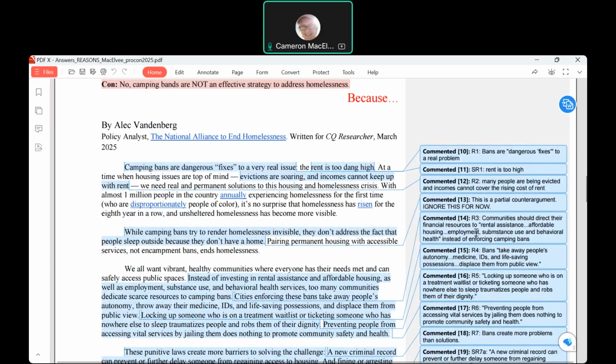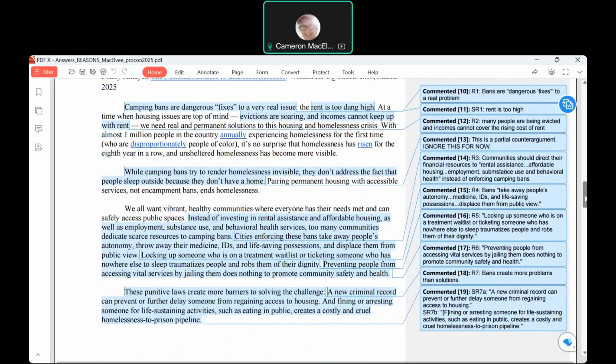His third reason why he thinks bans will not work or are not effective is because he says down here that communities should direct their financial resources to, quote, rental assistance, affordable housing, employment, substance use, and behavioral health instead of enforcing camping bans. So they're not effective because communities should direct their resources elsewhere. Reason 4, which is down here, he says bans, quote, take away people's autonomy, medicine, IDs, and life-saving possessions, displacing them from public view. This is why they will not be effective.